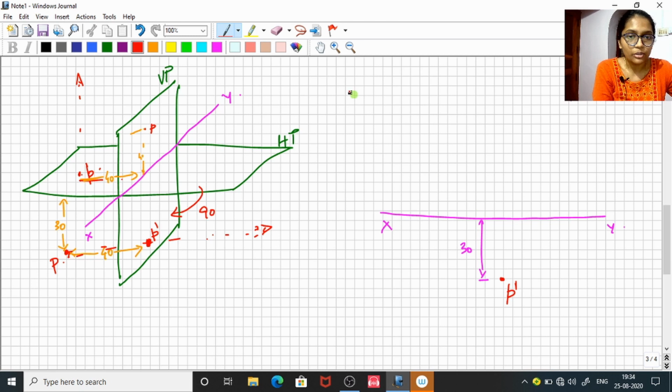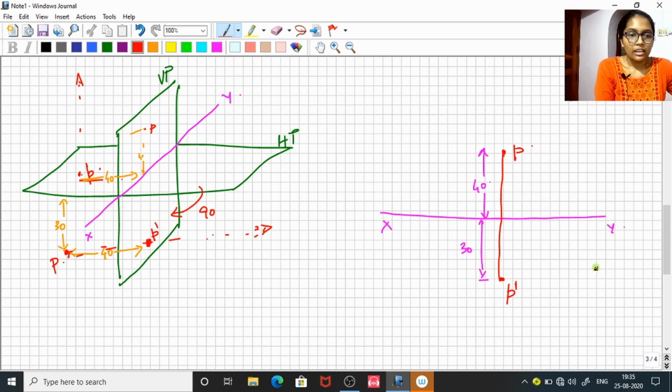So we have to take a 40 mm above XY line and you have to mark your top view. Okay. Now you please connect P and P dash. So this is the orthographic projection of point placed in third quadrant.